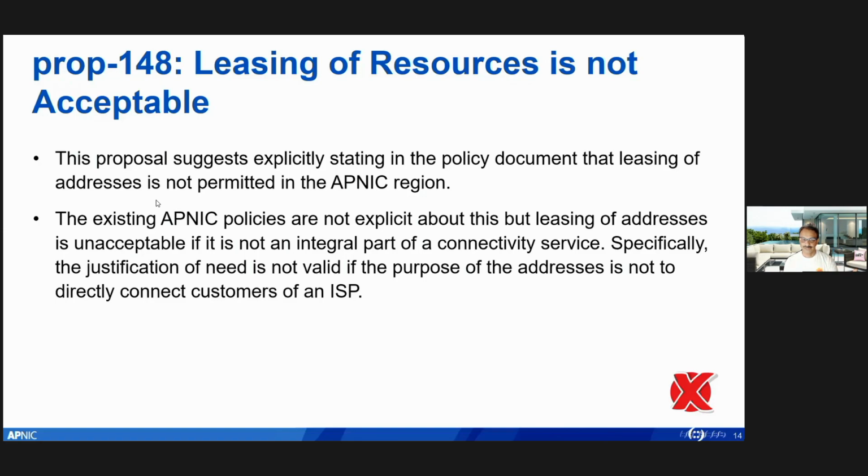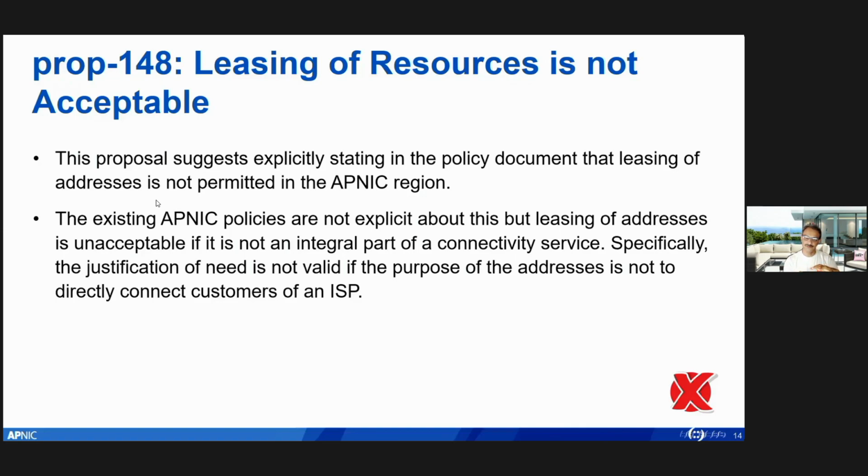So this proposal is saying that leasing of IP resources in the APNIC region is not acceptable. That means network providers or resource holders who receive IP resources from NIRs or from APNIC are not allowed to lease resources to others. Now they can transfer the resources, okay? They can assign the resources if they have a connectivity agreement, but they cannot lease the resources.